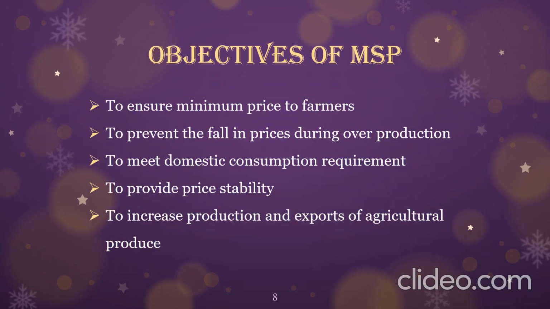The main objectives of the minimum support prices are: it ensures minimum prices to farmers, it prevents the fall in prices during overproduction, it meets the domestic consumption requirement of the consumers, it provides price stability of various agricultural crops, and it increases the production and exports of agricultural produce to foreign countries.